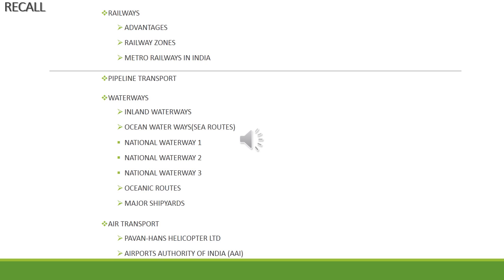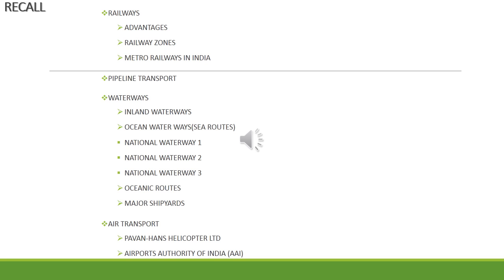Last class, what did we discuss? We discussed transport: railways, pipeline, waterways, then air transport. First, in railways we discussed the advantages and the railway zones in India. How many railway zones are there in India? 17. Then we discussed the width of the track, the metro trains in India, then pipeline transport.